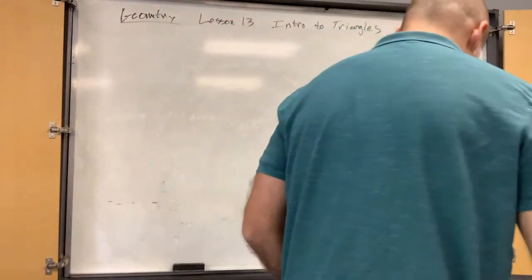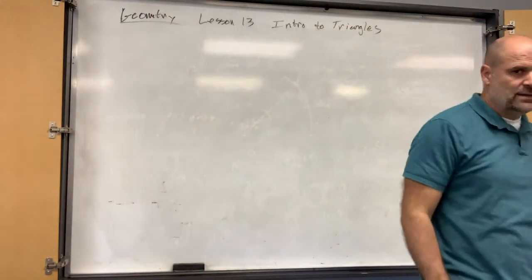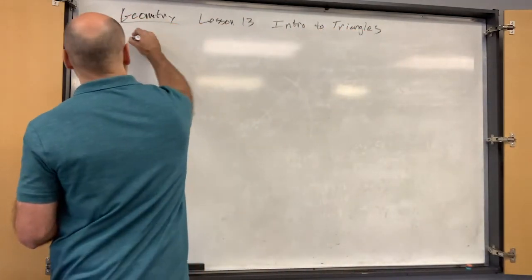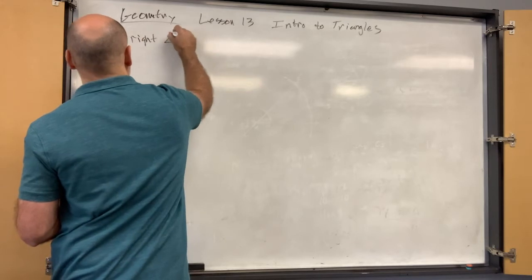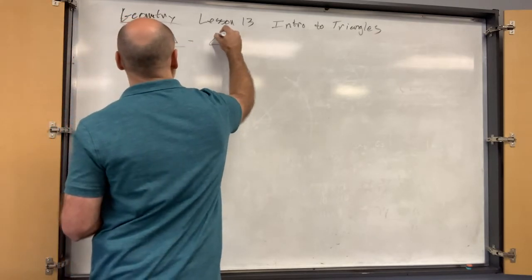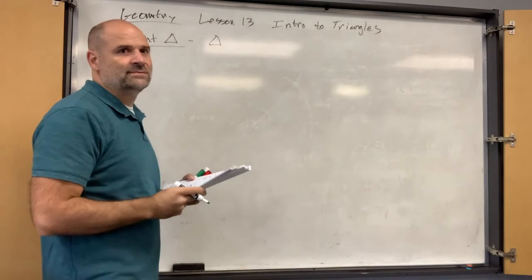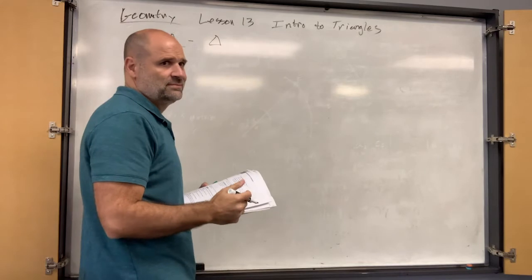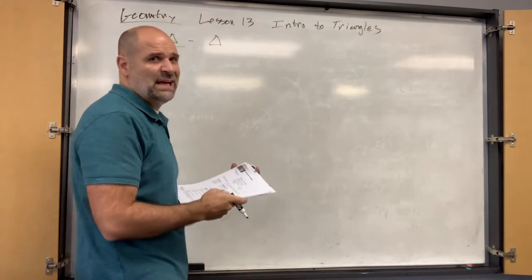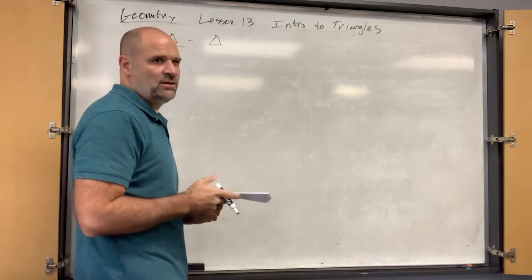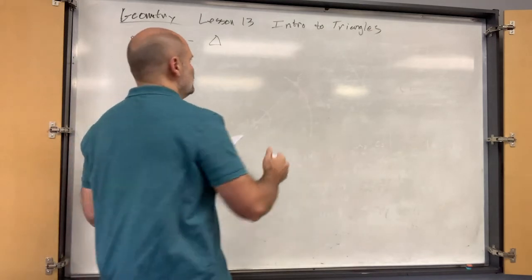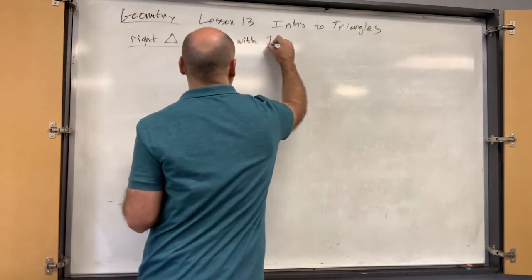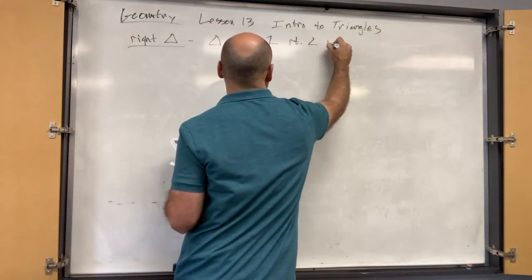All right, so there's three ways to classify a triangle by its angles. What are the three ways? A right triangle. And what's the definition of a right triangle? A 90-degree angle triangle. A right angle is a 90-degree angle. Isn't it that it has at least one 90-degree angle? Well, it can only have one. A triangle with one right angle in it.